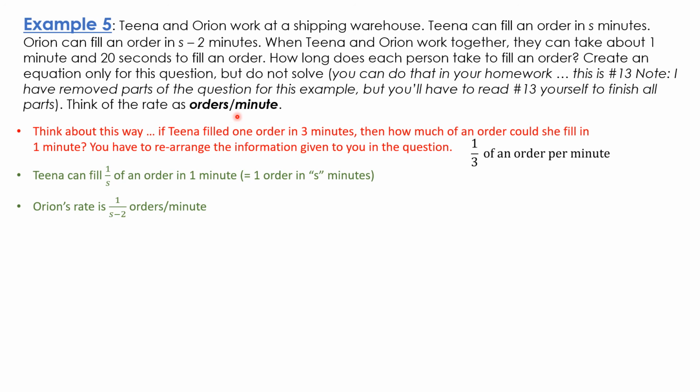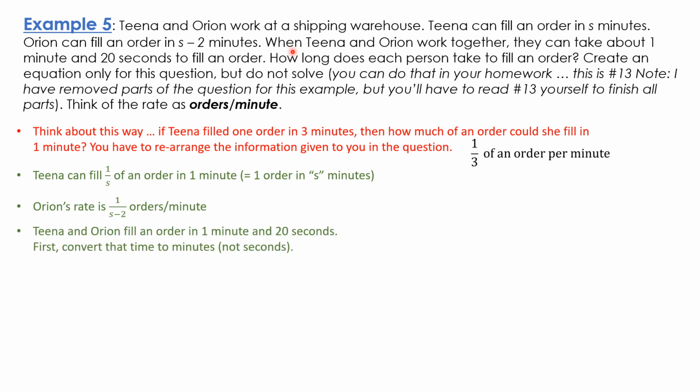Now, what about them working together? When Tina and Orion fill an order in 1 minute and 20 seconds, the first thing I want to do is get rid of the seconds part. We need this to be in minutes. So that's 1 minute and 20 out of 60 seconds. That's 1 1/3, which is 4/3 minutes. So let's get everything in minutes instead of this minutes and seconds stuff. So 4 over 3 minutes is how long they take to do an order together.